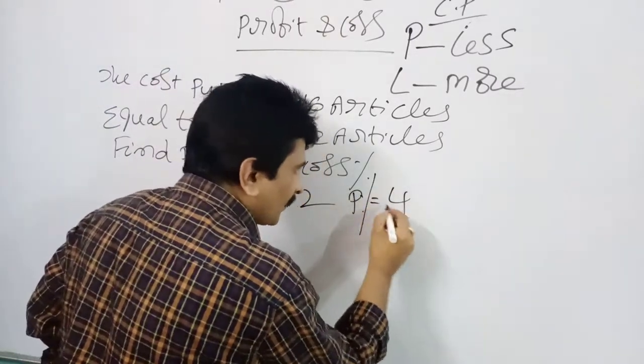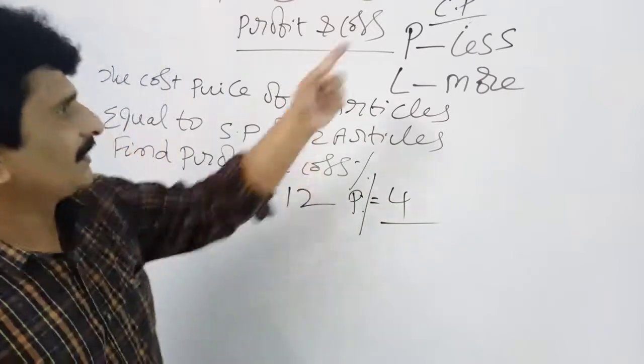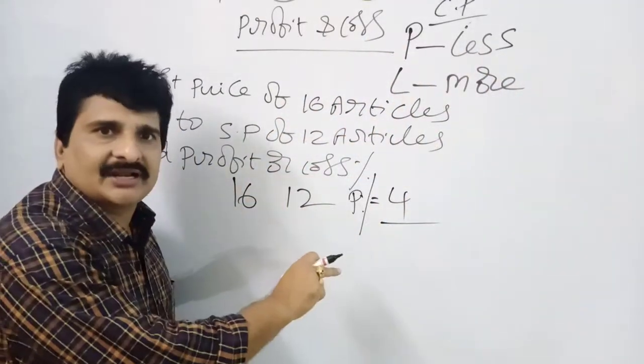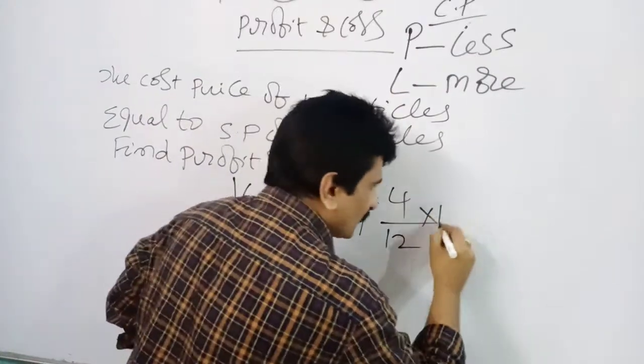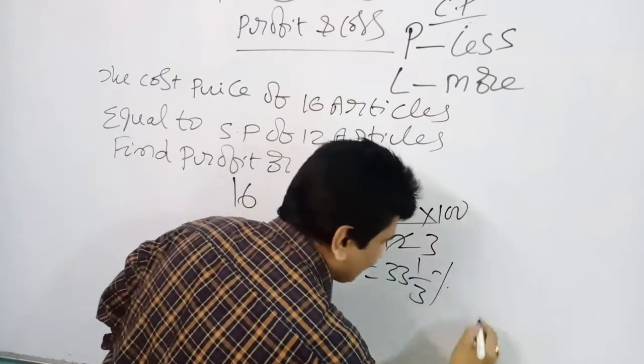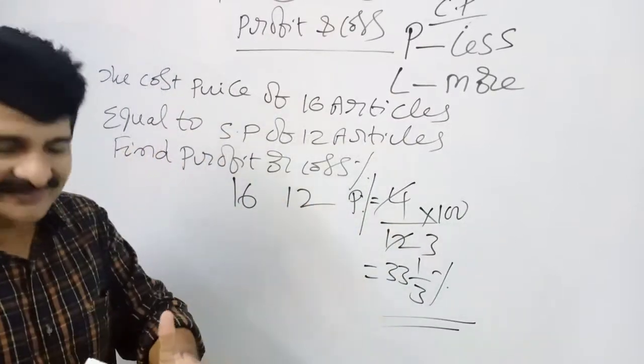Now you have to find the profit percentage. When profit is obtained, what do you have to write? Less value will be the CP. So out of 16 and 12, which is the less value? 12 is the less value. So 4 by 12 into 100. So 100 by 3. So the answer is 33 1 by 3 percent. That's all. Very simple shortcut.